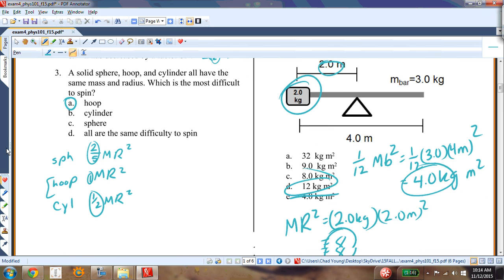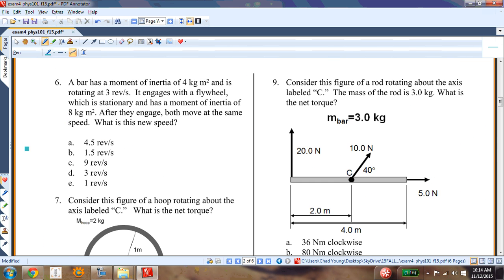for number 5. A bar has a moment of inertia of 4 kilogram meters squared, and it's rotating at 3 revolutions per second. It engages with a flywheel, which has this moment of inertia. After they engage, they both move at the same speed. What is the new speed? So this is angular momentum. Li is equal to Lf, conservation of angular momentum. Initially, only this bar has angular momentum, so that's going to be I times omega, which will equal I final times omega final. My I initial is 4 kilogram meters squared.